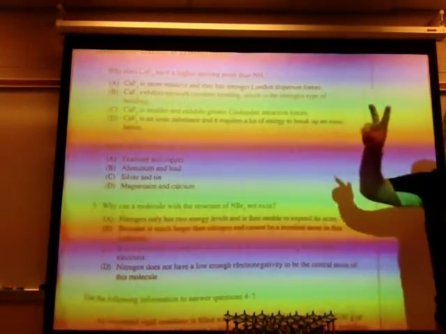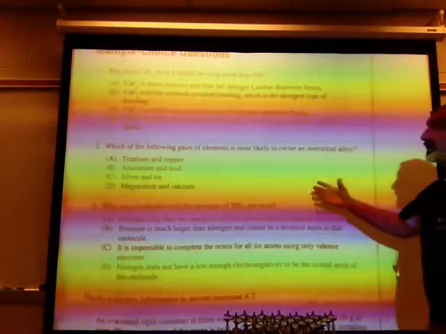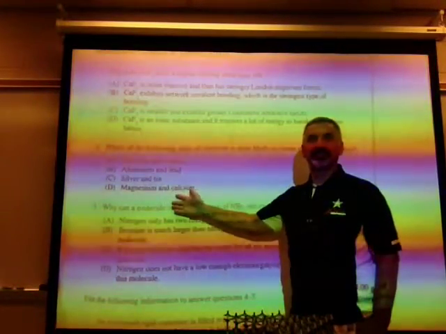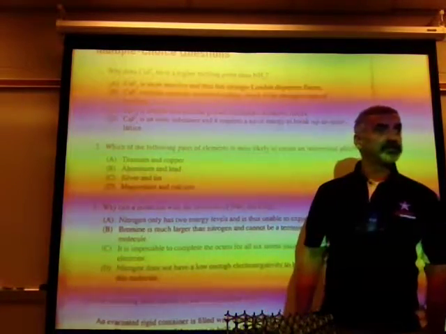Which of the following pairs of elements is most likely to create an interstitial alloy? Remember, we have 2 types of alloys. What are they? Substitutional, interstitial. What are the size of atoms, the size of the metals, in substitutional? About the same. Interstitial, one is significantly larger than the other. So how do we know this? We don't know the sizes. What do we look at on the periodic table?